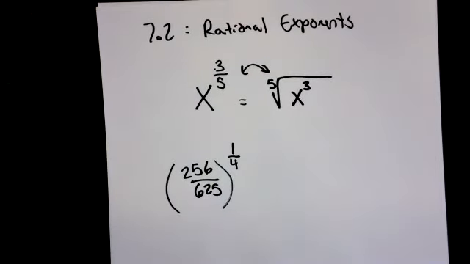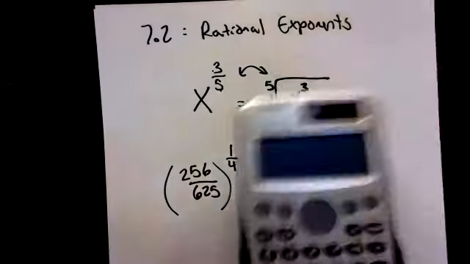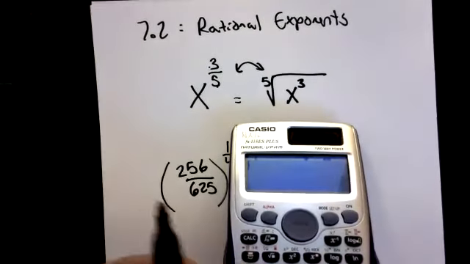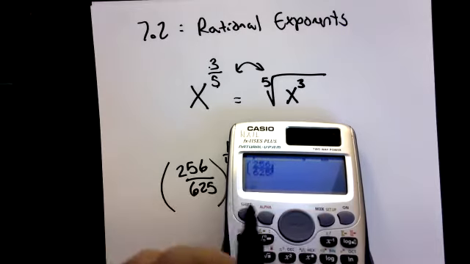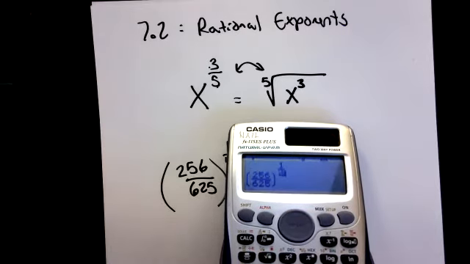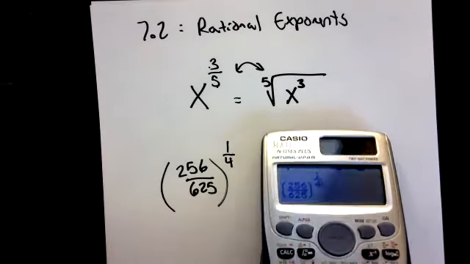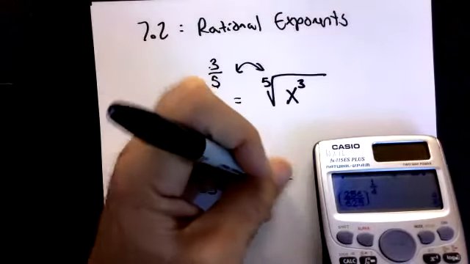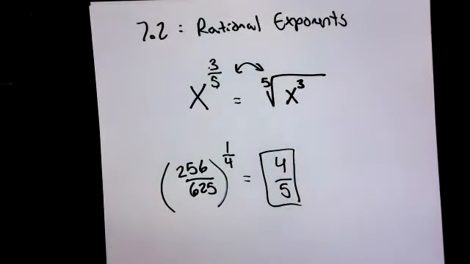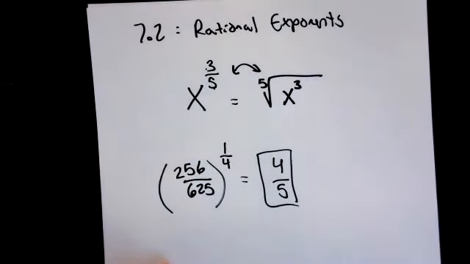So 256 over 625 to the 1/4 power, which looks kind of difficult. But the cool thing is, if you're dealing with just numbers and no letters, your calculator can totally do this. So if I type in a parentheses, fraction button, 256 over 625, oops, close my parentheses, to the 1/4 power, just like it shows. I hit equals. My handy dandy calculator says that's 4/5. Okay, so you don't even really have to know how this works for it to work.